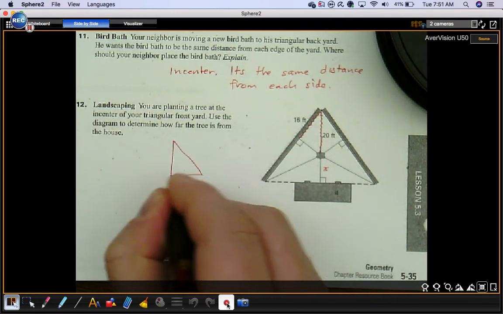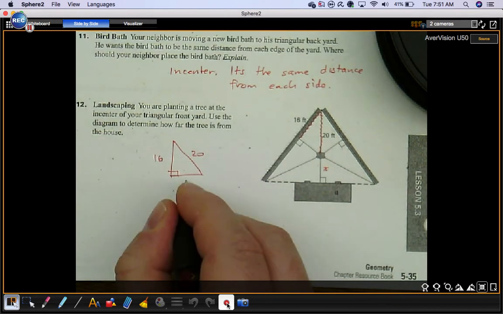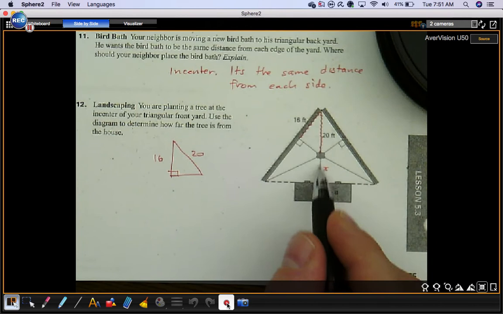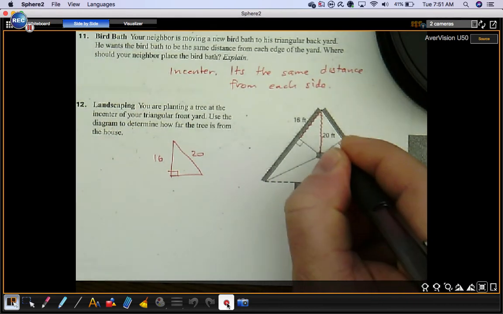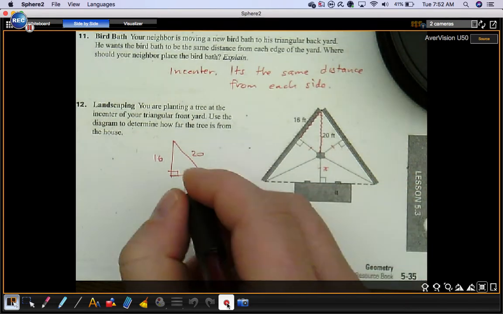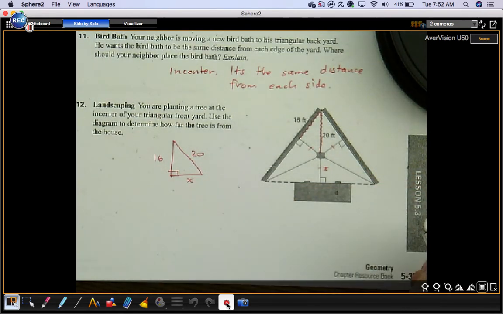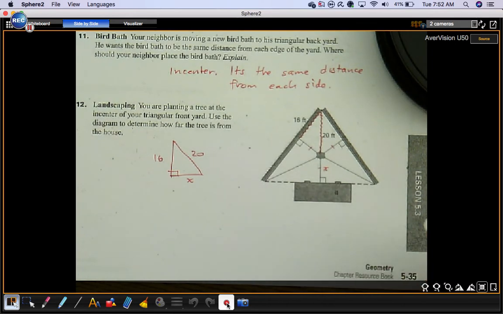So we've done a problem like this before. There's a 20, there's a 16. What's this guy? Well, all right, so this is x. If that's the incenter, that's x and that's x as well. So you can call this x. It's the same as this. It's a different segment, but it has the same length.